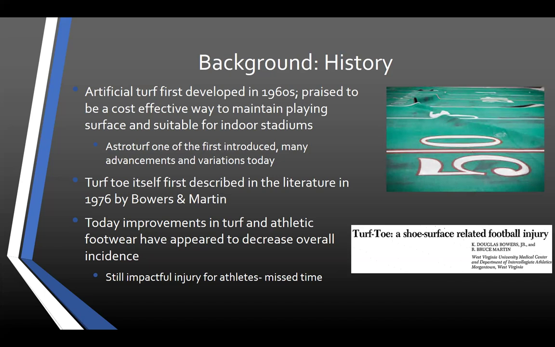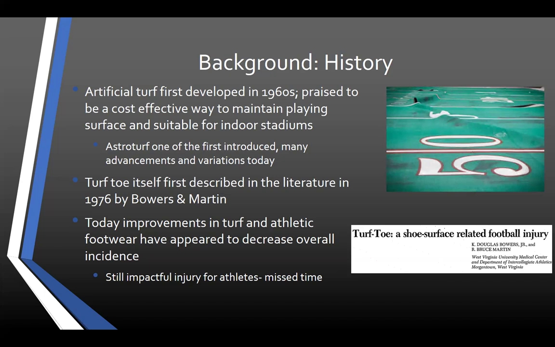They saw that there was an increase in this specific type of injury pattern when they noticed that their football fields all began to be transitioned to an artificial surface. So what they hypothesized was driving this increase was a shoe-surface interaction.